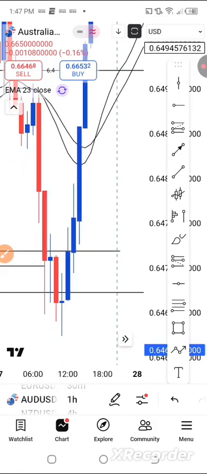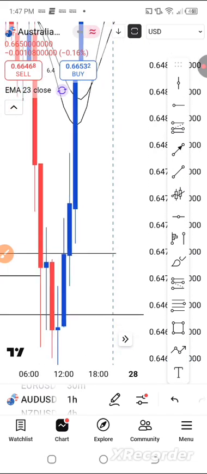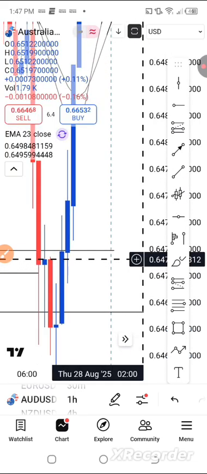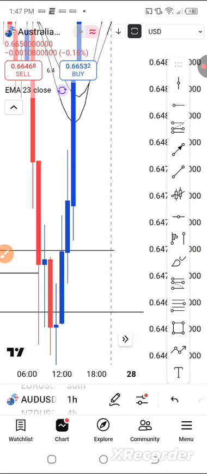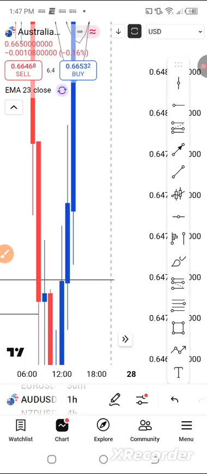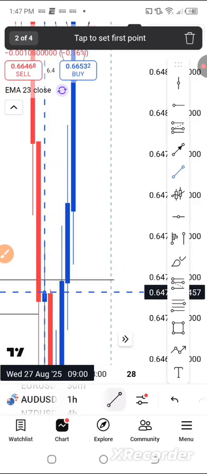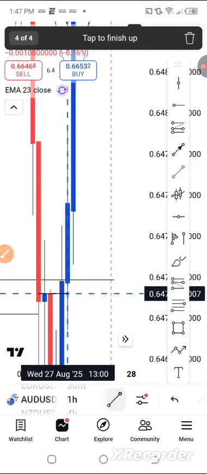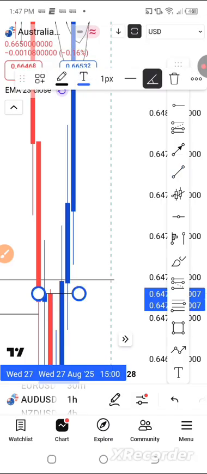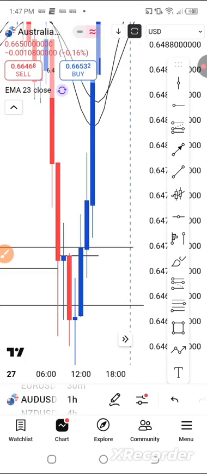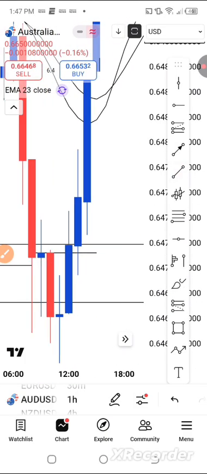So now this was our POI, right? Let me mark it out. And no inducement was formed. Here there was actually inducement that was formed, but that was on the lower time frame. I think on the 5 minutes I saw a little inducement, so I decided to actually take the trade, by the way.